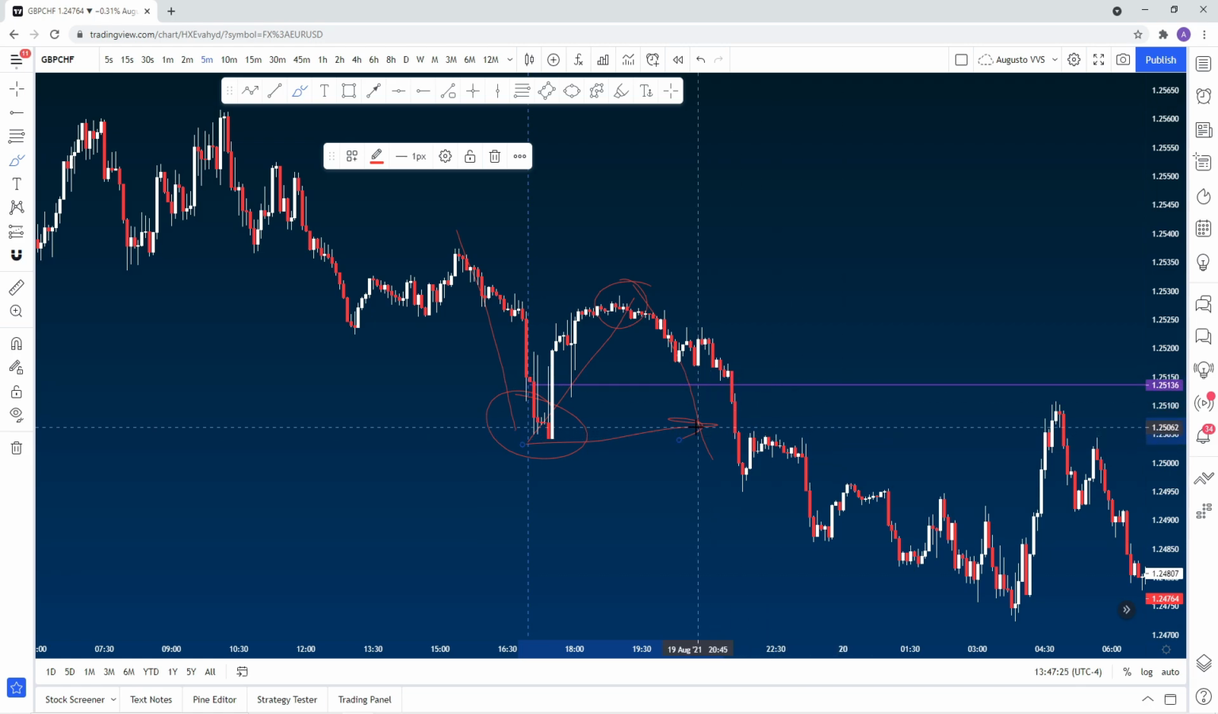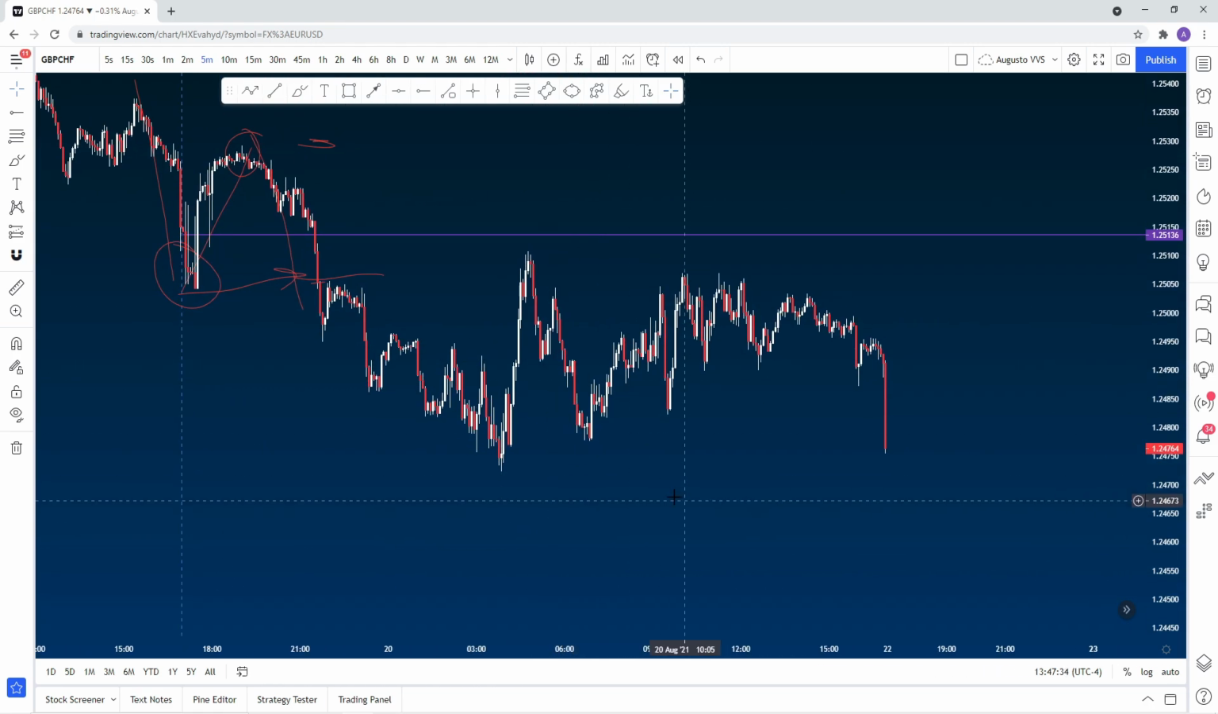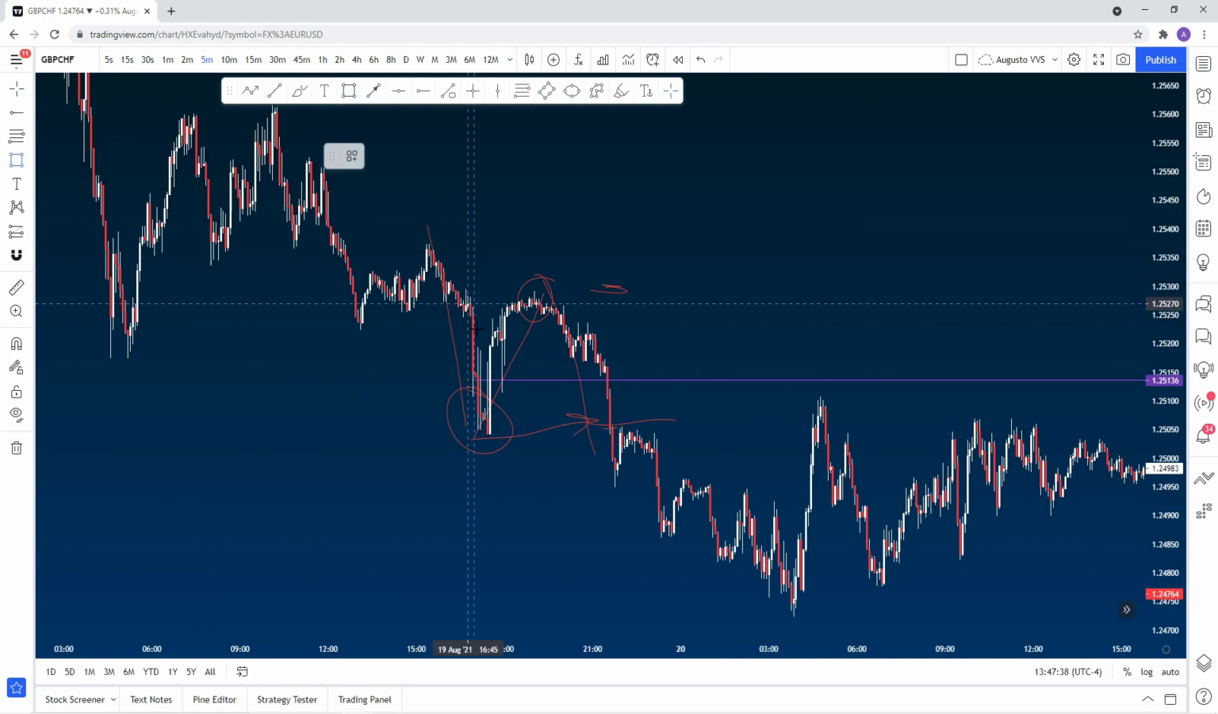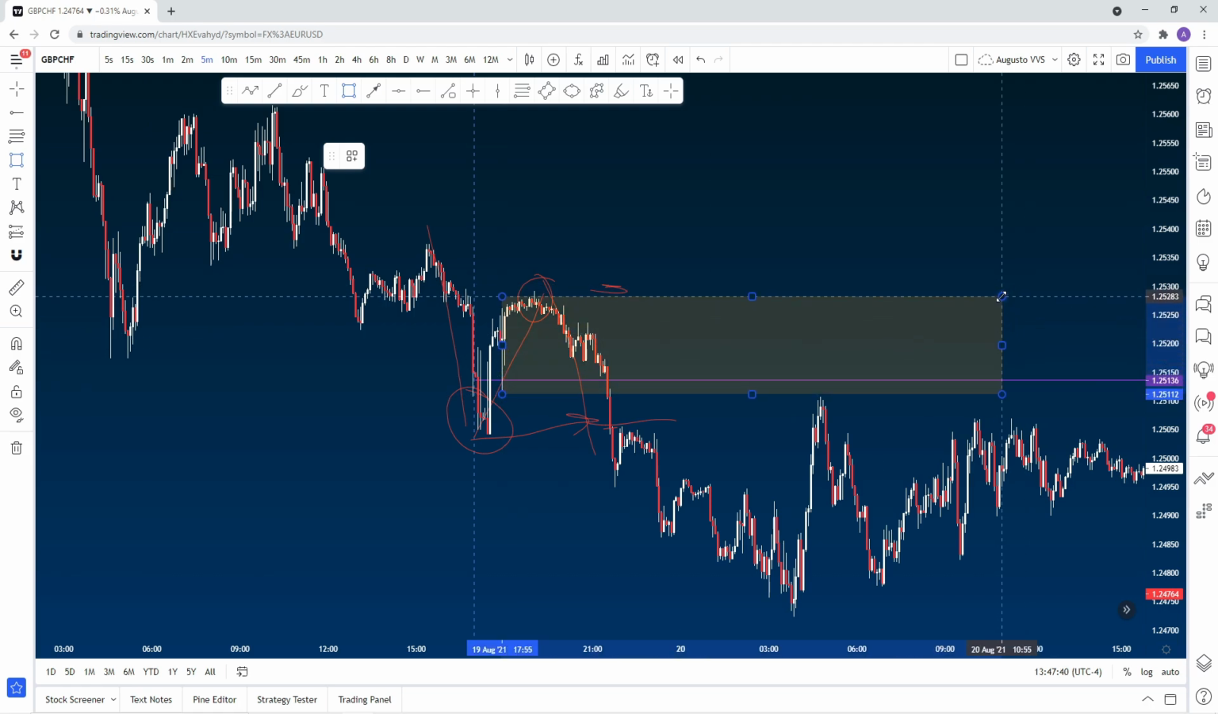So as soon as this happened, you could have taken a short here with a stop loss right there. Of course, there are many ways of refining this, but assuming that you did it like that, you had a nice run to the downside. Or if you decide to take a short based on this order block, obviously the RR is way better.